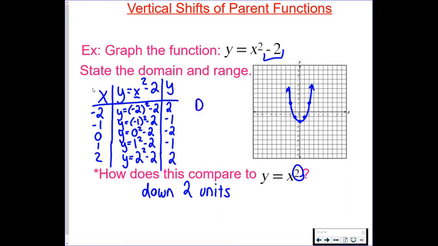Let's talk about domain and range. Domain, it goes forever to the left, forever to the right, so it's infinities. The range, though, normally our parent function started at 0, but now that it's shifted down 2, it's going to start at negative 2 and go on up to positive infinity. So that's our domain and our range for that quadratic function.